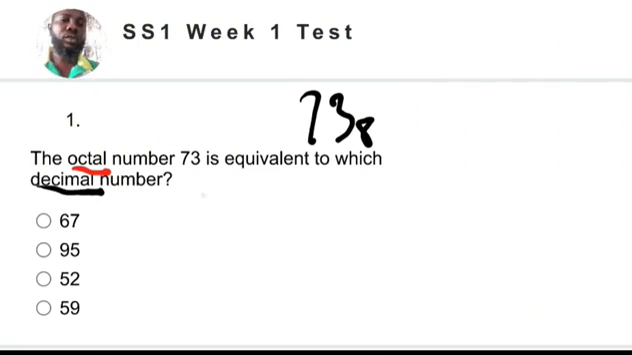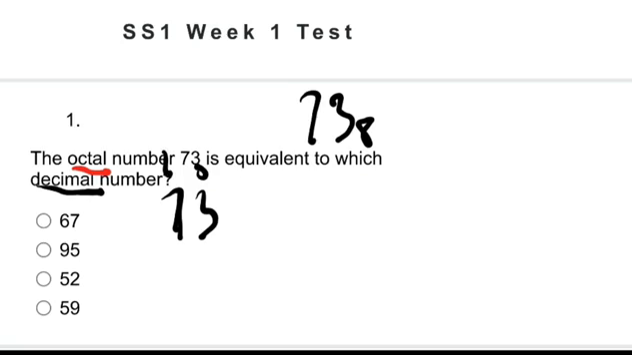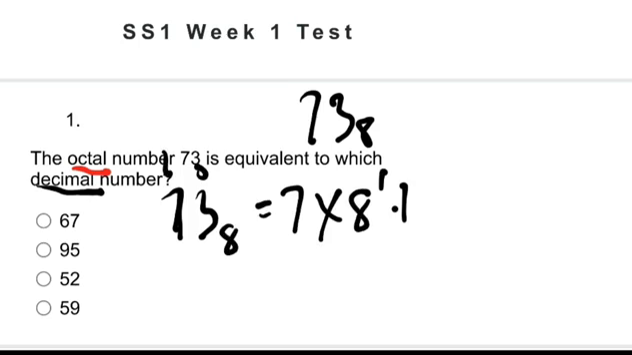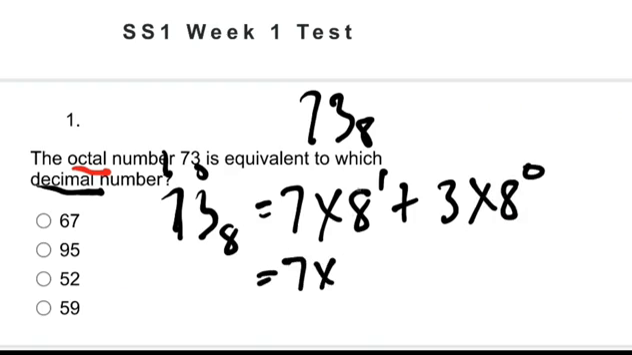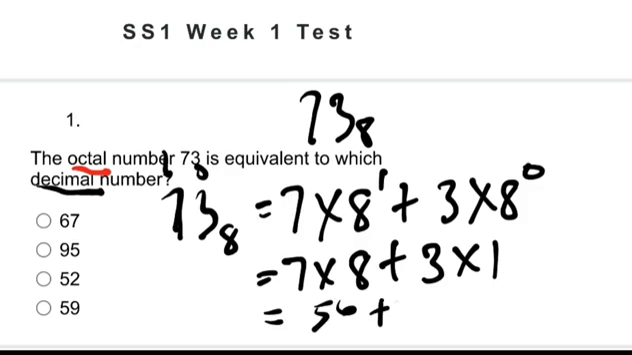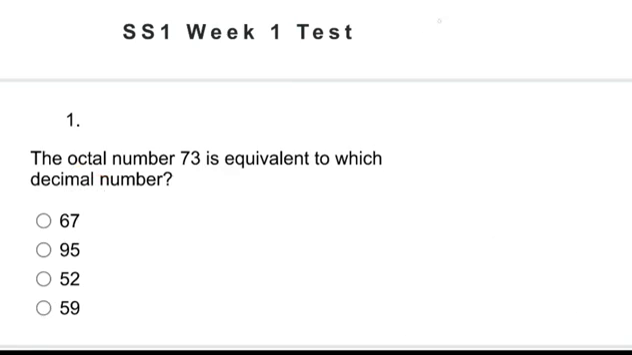This will be 73 base 8. That will be 7 times 8 raised to power 1 plus 3 times 8 raised to power 0. So that is 7 times 8 plus 3 times anything raised to power 0, which is 1. So therefore this will be 7 times 8, which is 56, plus 3 times 1, which is 3, and the answer equals 59. That is this last option there. So move to the next one.